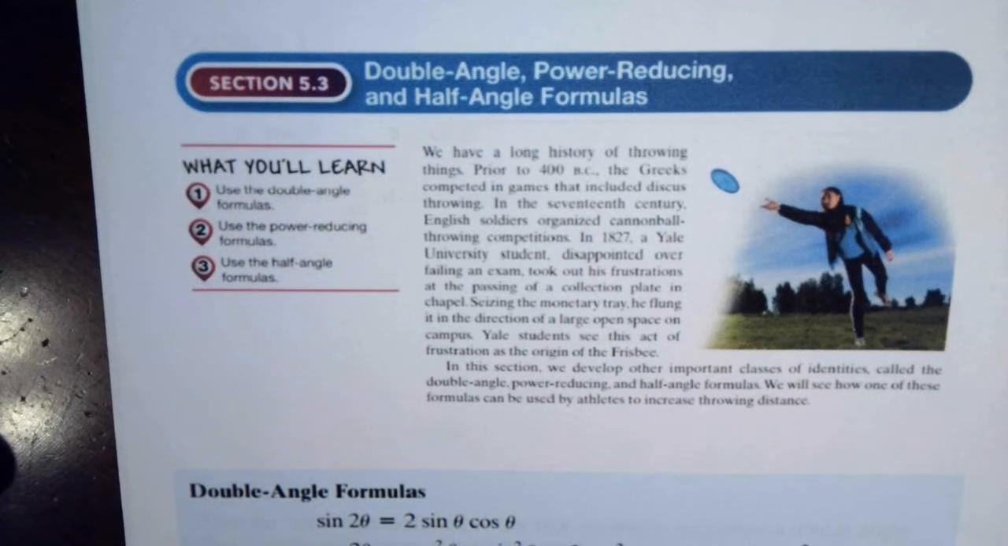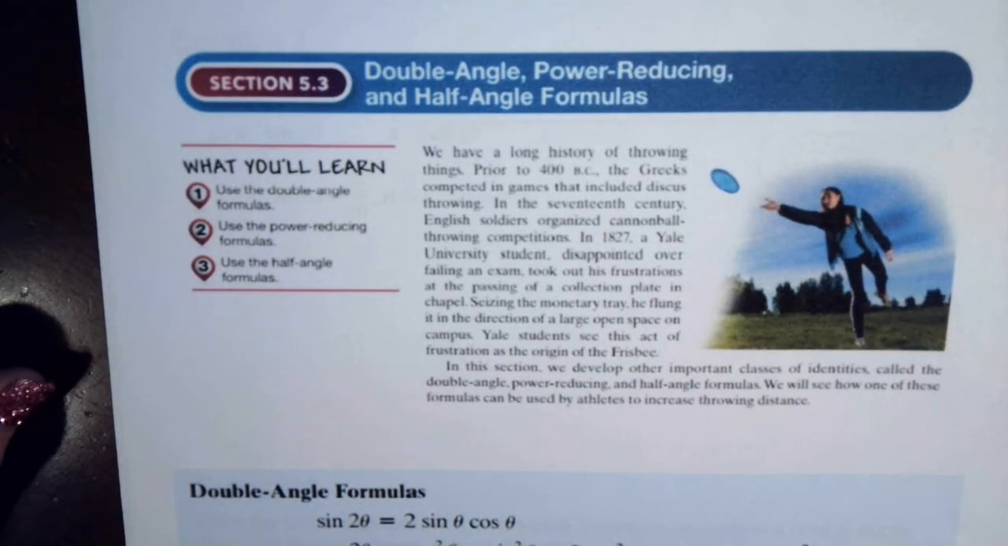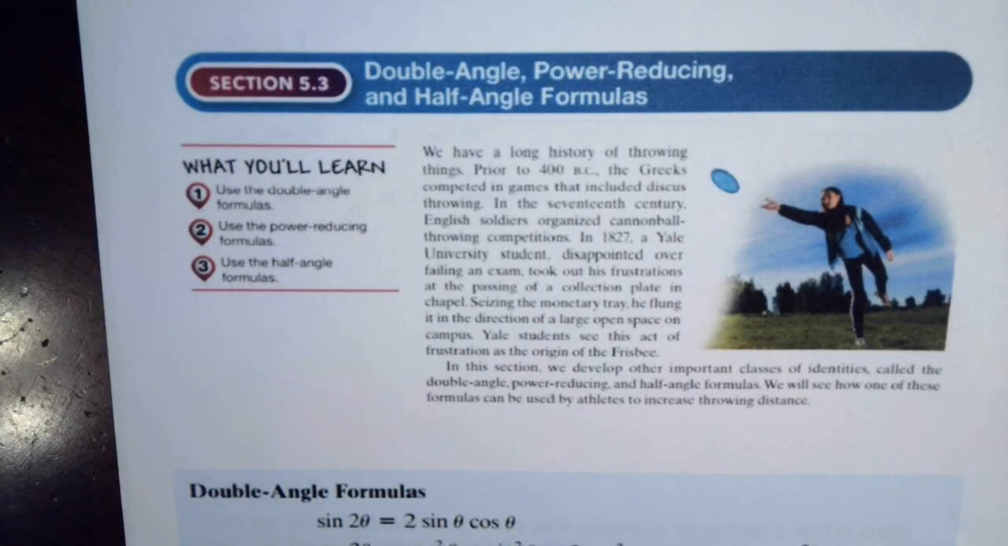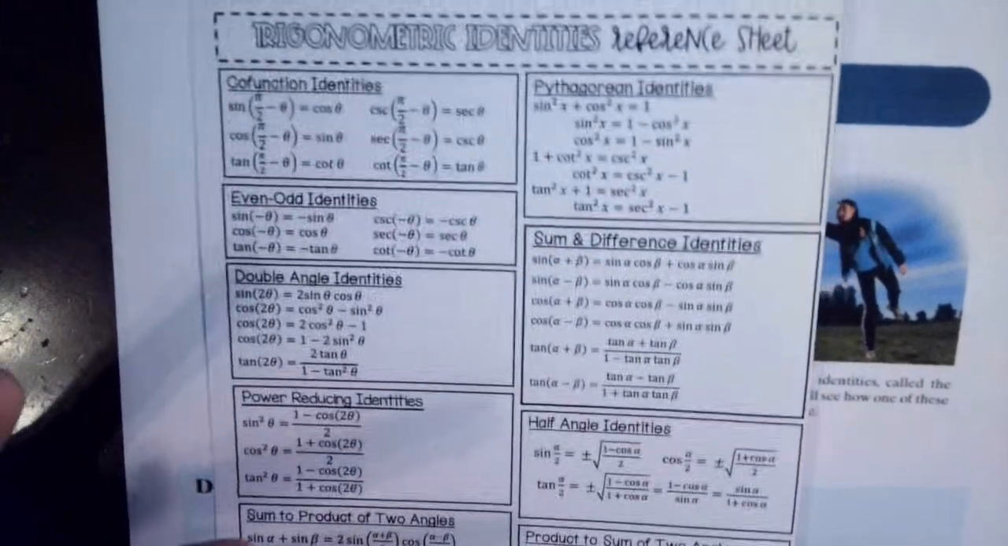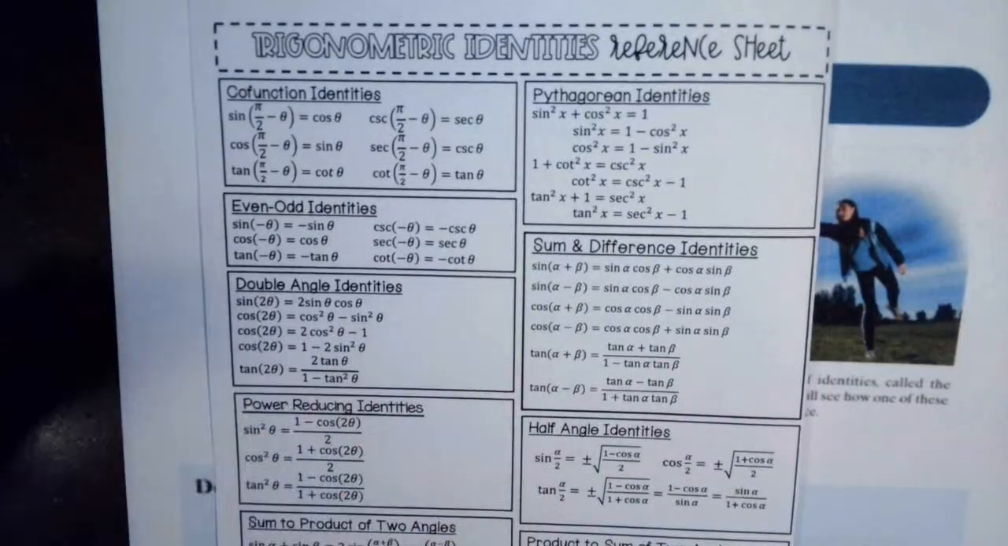All right, so we're going to give 5.3 a second take. So, double angle, power reducing, and half angle forms. All of these formulas are found in your textbook, but they are also found on your trigonometric identity reference sheet. We've got them here, here, and here.